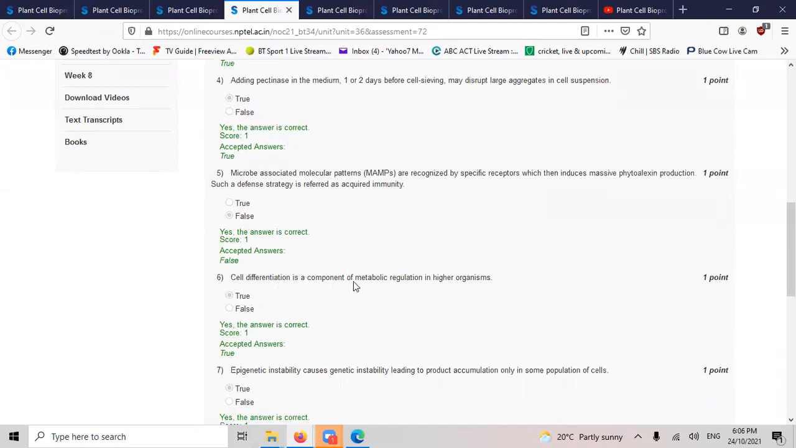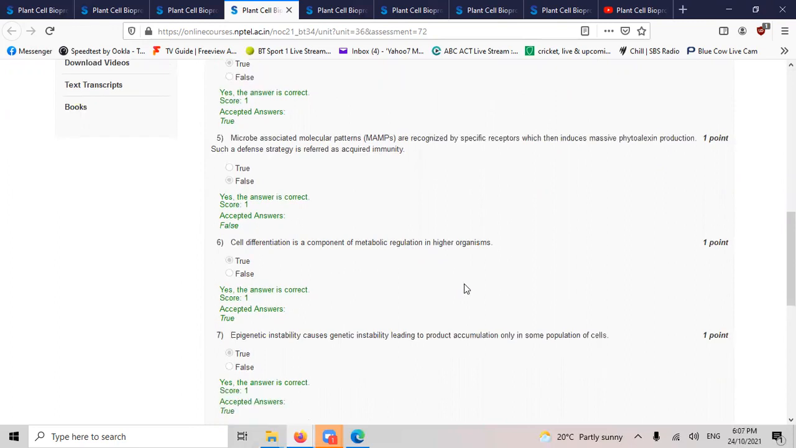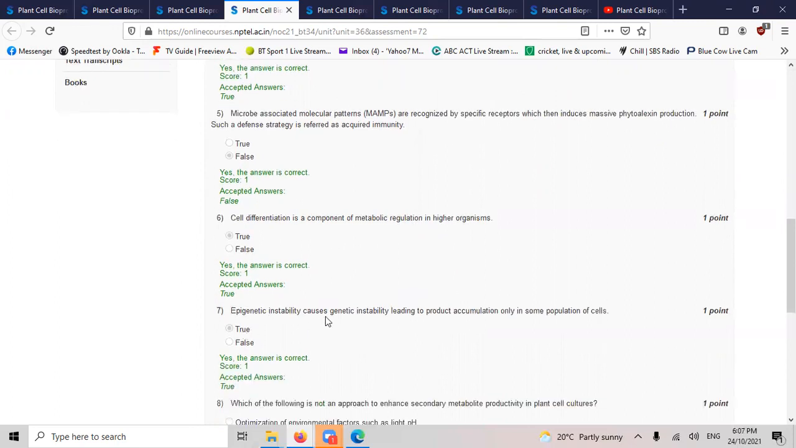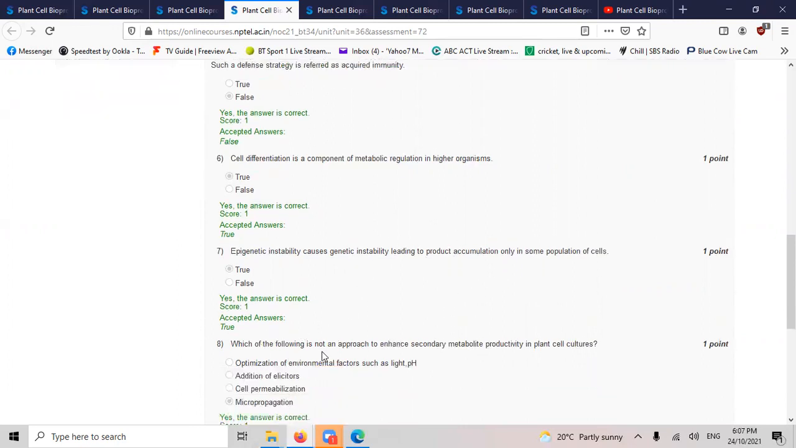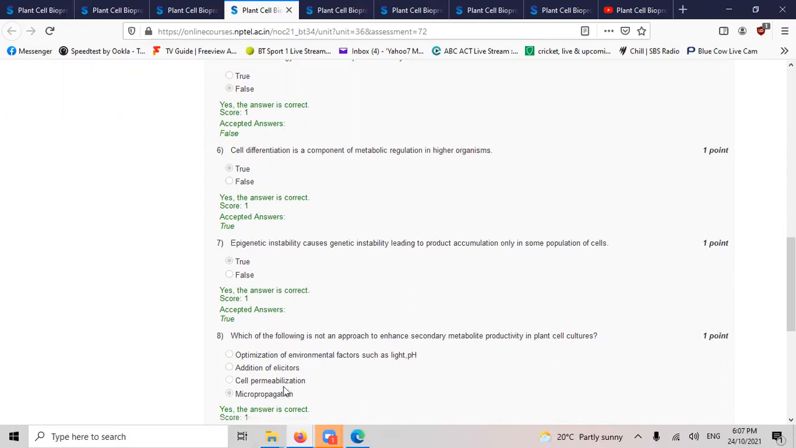Cell differentiation is a component of metabolic regulation in higher organisms, definitely. Epigenetic instability causes genetic instability, leading to product accumulation, yes. Which of the following is not an approach to enhance secondary metabolite production? Well, they all do, see all the stuff you can do to enhance them, but microbial propagation.